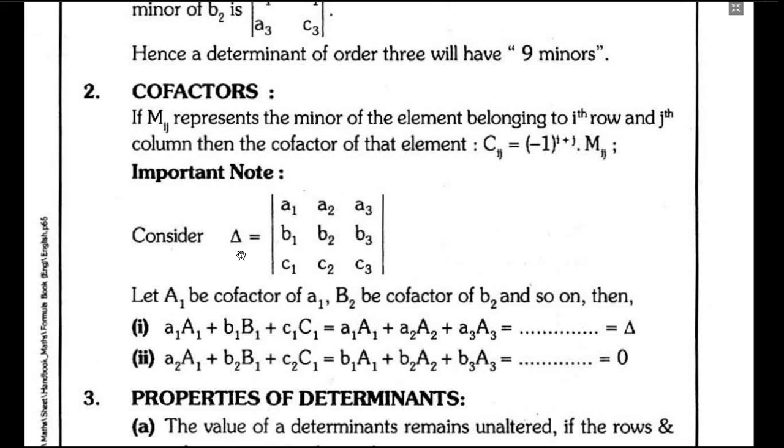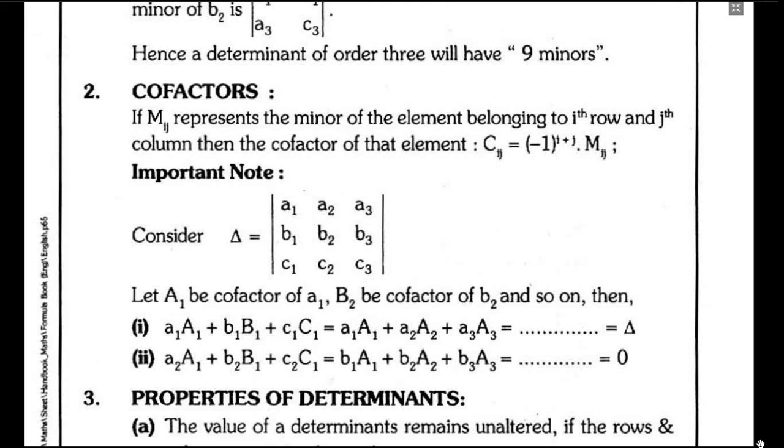It is plus for even and minus for odd. When the power is odd, the cofactor Cij will be minus Mij, and when the power is even, meaning i plus j is an even number for the row and column, then there will be plus Mij.